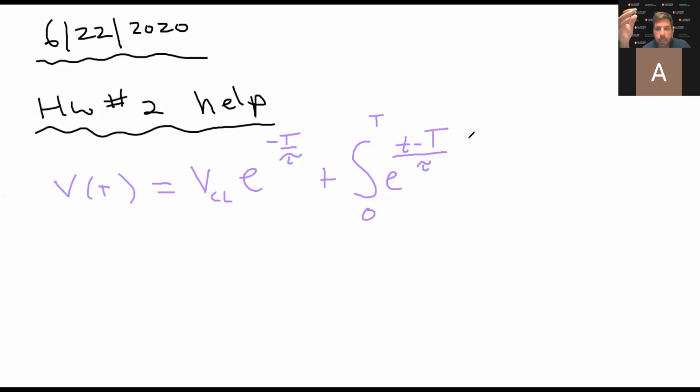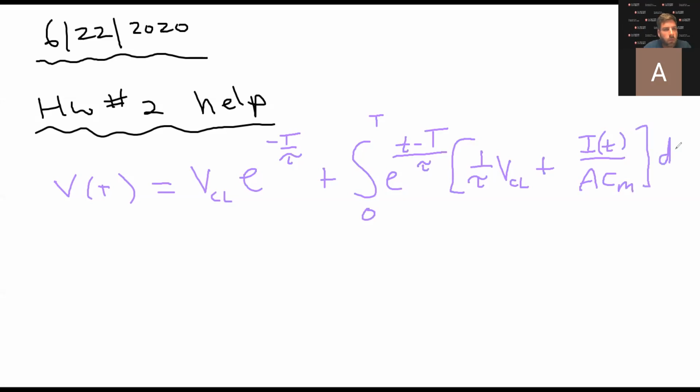So I have a lowercase t, I have a capital T, and then I have this Greek letter tau. And maybe I'll write this like 1 over tau V sub L. And then I have my function I, which I'm not sure what it is. It can be some generic function for now. And then we're integrating with respect to t.